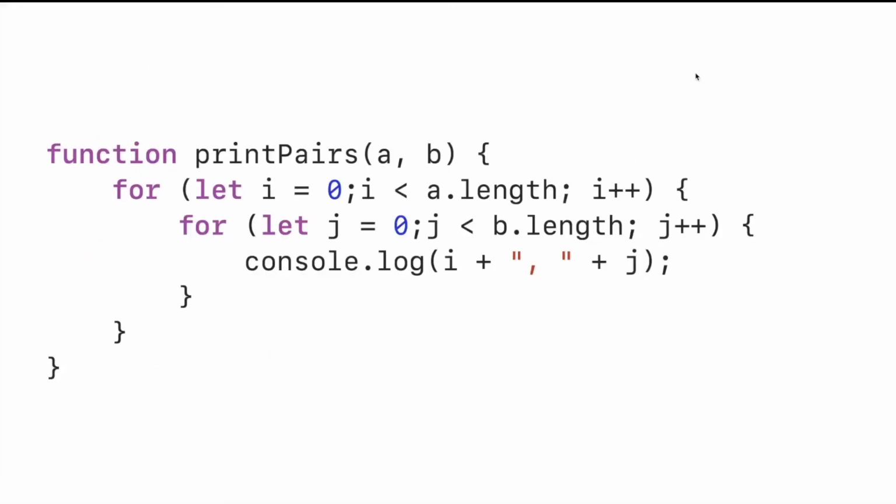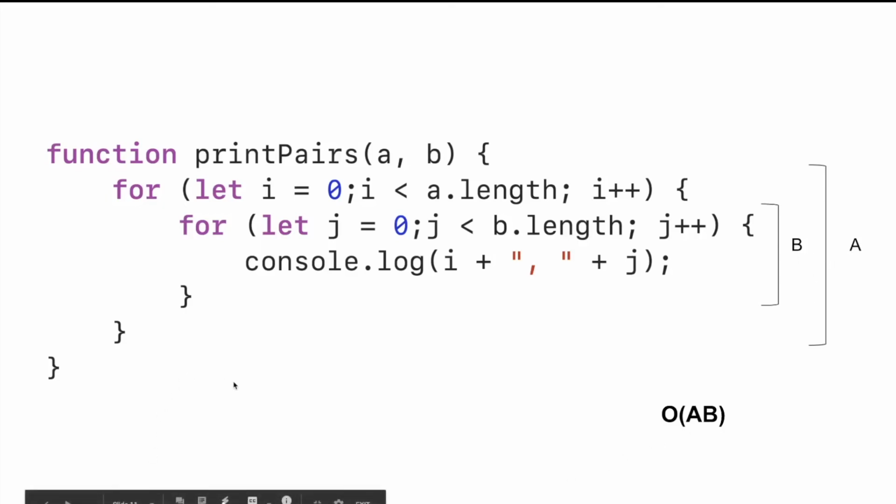Okay, so we have a function similar to the previous one, in which we are passing in two arrays, small a and small b. Let's say the size of small a is capital A and the size of small b is capital B. Now it iterates through the first outer for loop A times, and for each of those iterations the inner loop goes B times. So the total number of iterations that it actually goes through is A multiplied by B. So we can say that the order of this function is A multiplied by B.